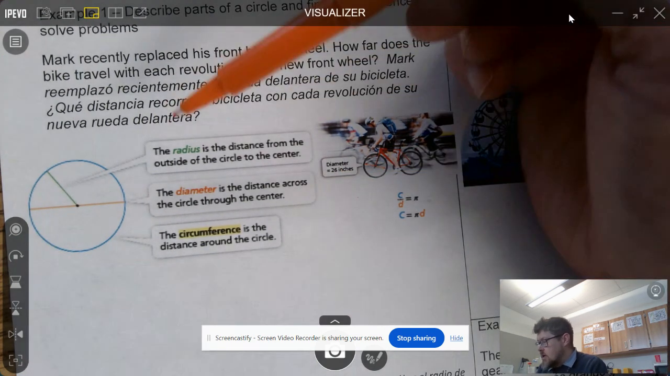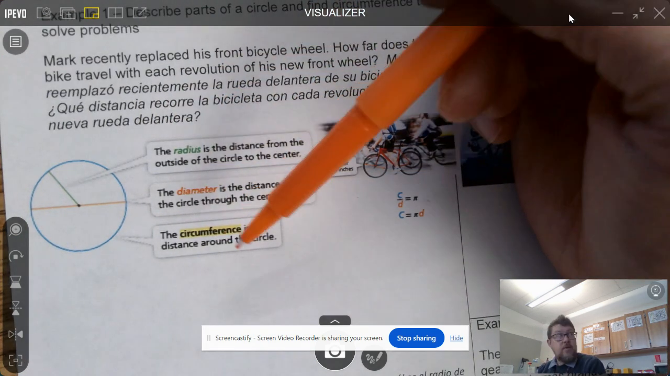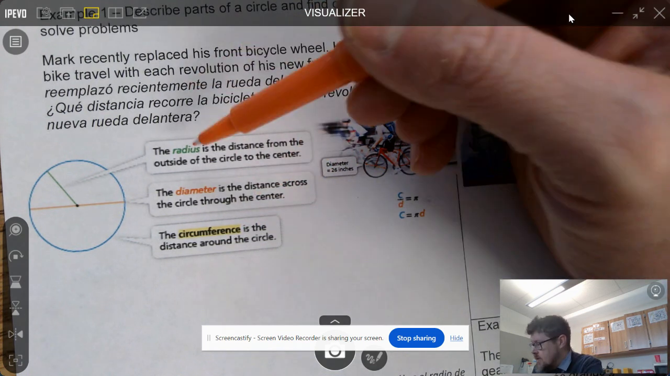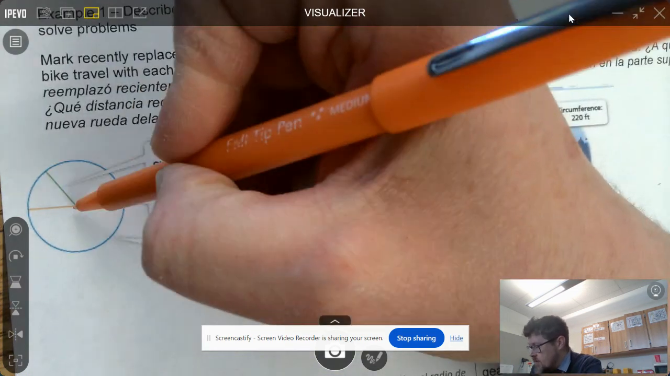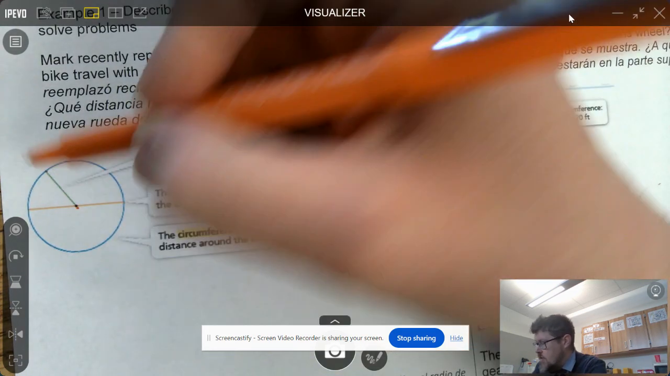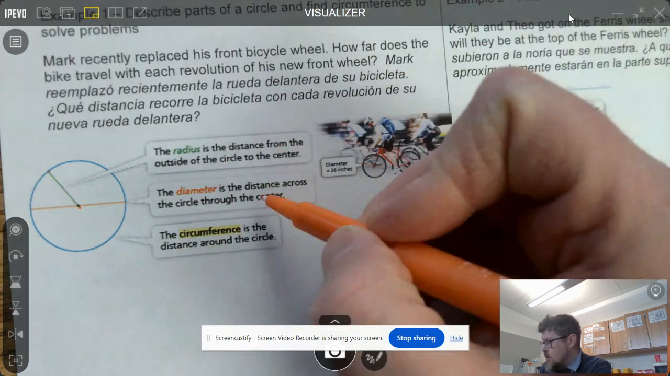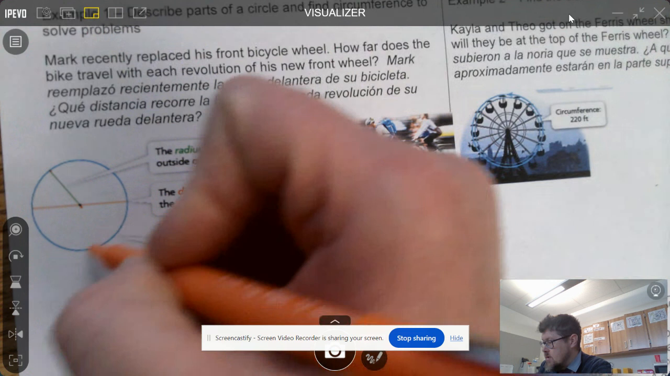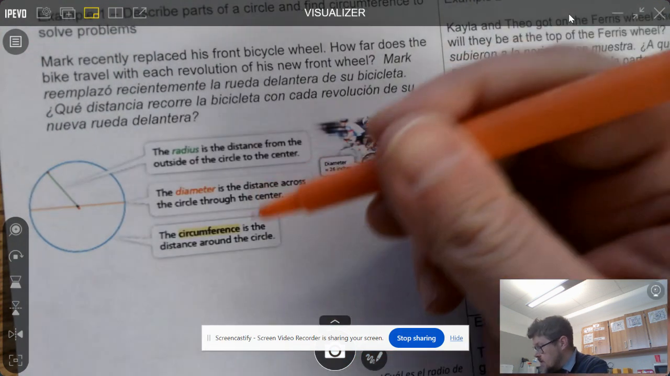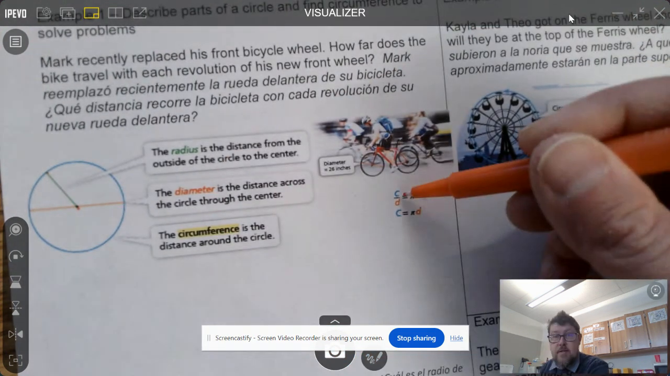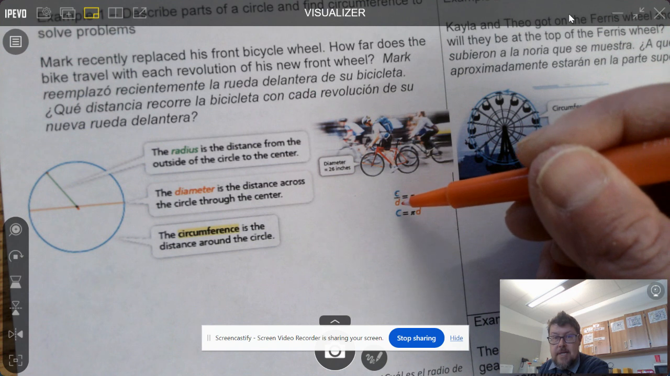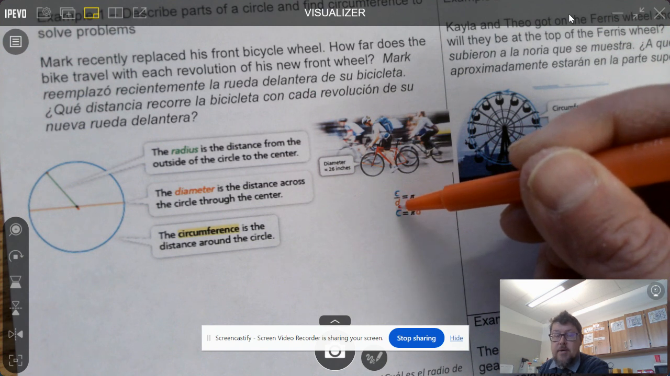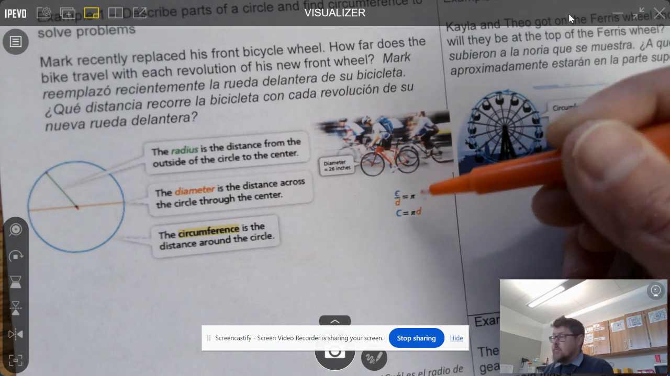So we list some vocabulary right here that we're going to be using in this unit. Radius is the distance from the center point of the circle to the edge of the circle. The diameter is the distance all the way across through the center, and then circumference is the distance around. Okay, so we can relate the circumference to the diameter with this formula, right? Circumference divided by diameter is equal to pi. That's what we talked about in that last one.